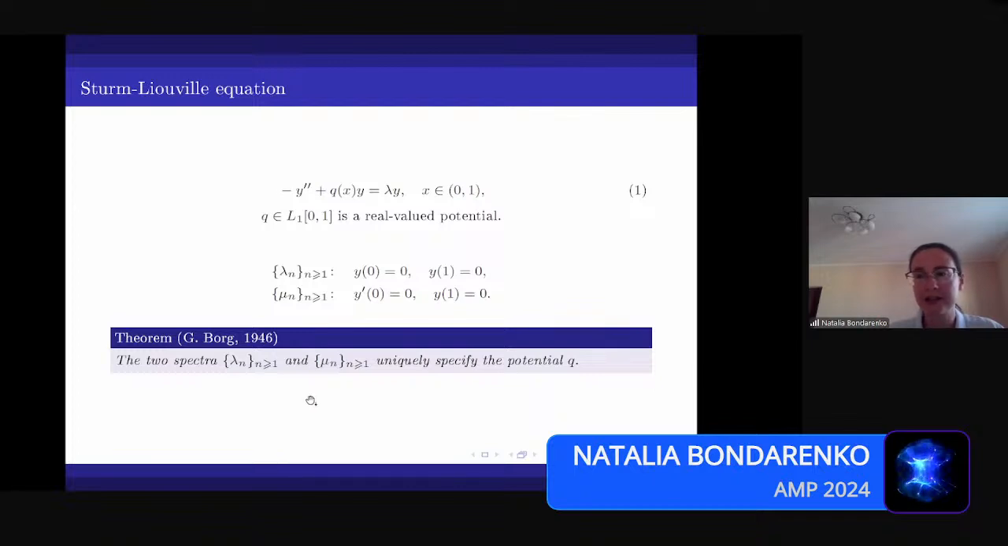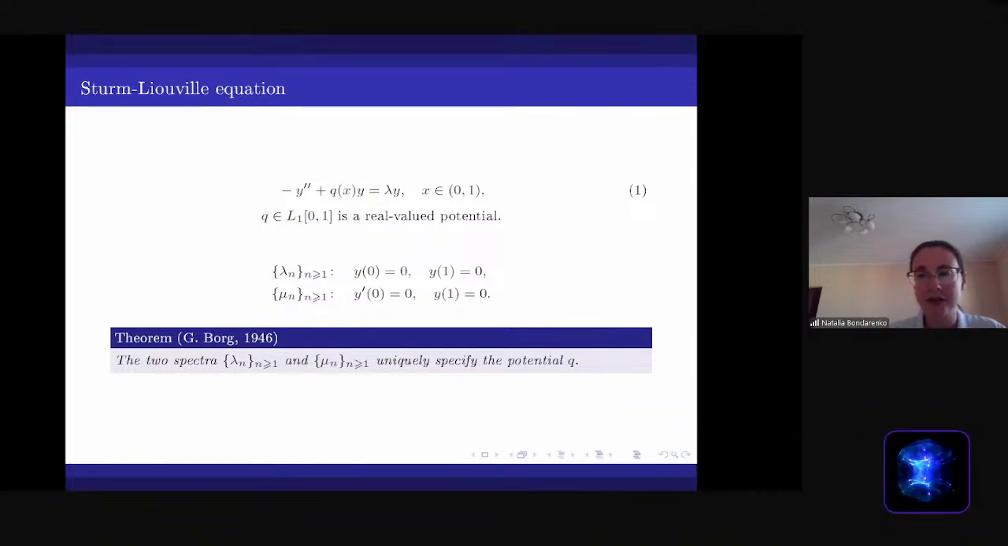One spectrum is in general insufficient, but if we have two spectra for the same equation with different boundary conditions, for example, one spectrum corresponding to the Dirichlet boundary conditions and the second spectrum corresponding to Neumann-Dirichlet boundary conditions, then the potential is uniquely specified by them.